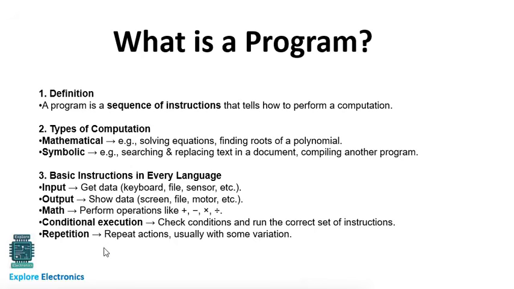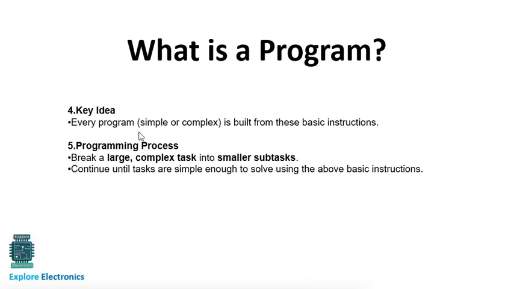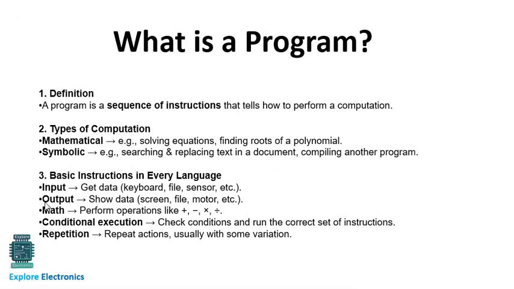And repetition means, for example, loop. Repeat the actions, whatever is there in the program, usually with some variations. Some variations will be there here and there in the program. Every program, whether it is simple or complex, is built from these basic instructions only. Whatever the program, simple or very difficult to write, those are all built from these basic instructions only. That's why these are all very important.